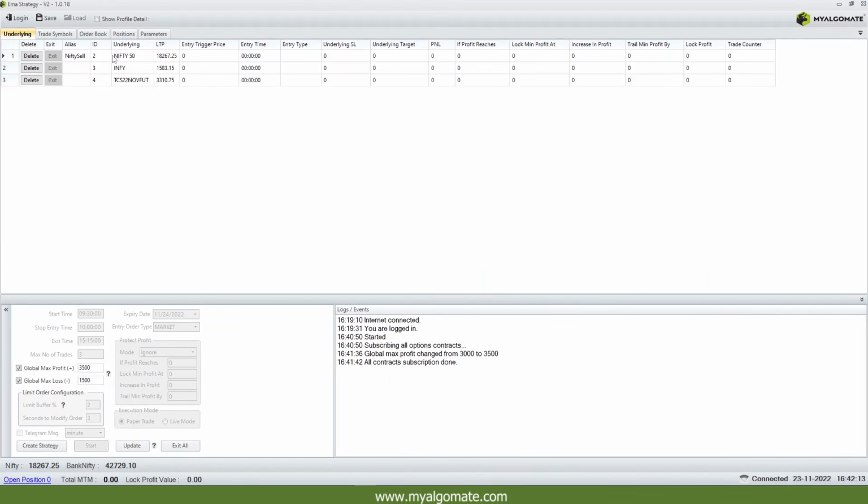Let's say after some time you want to exit the position taken in Nifty, you can just click on the exit button. At any time, if you want to exit all the positions, then you can click on the exit all button, and if you click on yes, then it will exit all the positions and it will stop taking new trades, right?